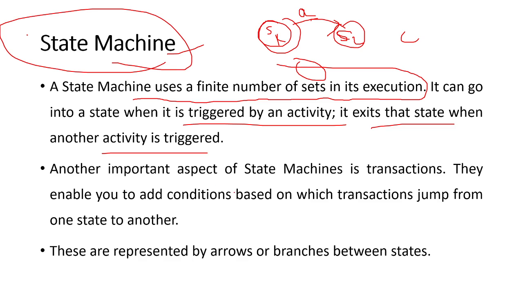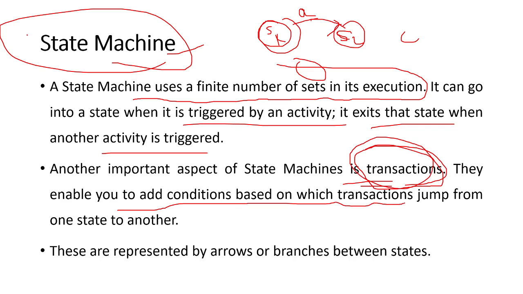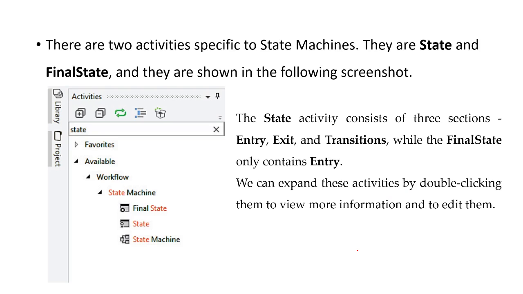Another important aspect of state machine is transitions. So transitions will be there in the state machine, and this is the part which will handle the business logic. They can enable you to add conditions based on which transitions jump from one state to another. That's what, to implement business logic, you can add conditions inside this transition, it seems, depending on the requirement. These are represented by arrows and branches between states.